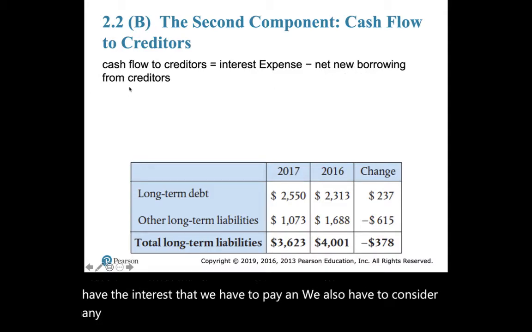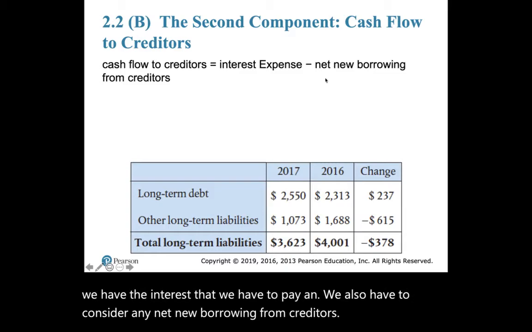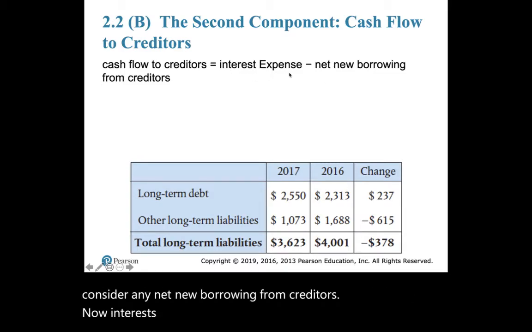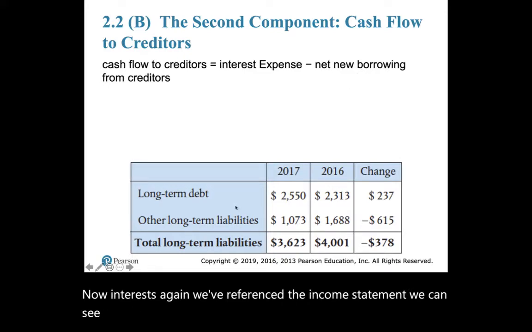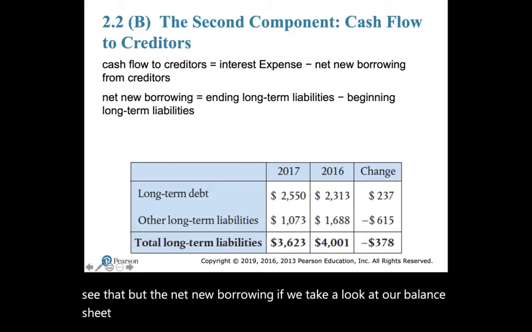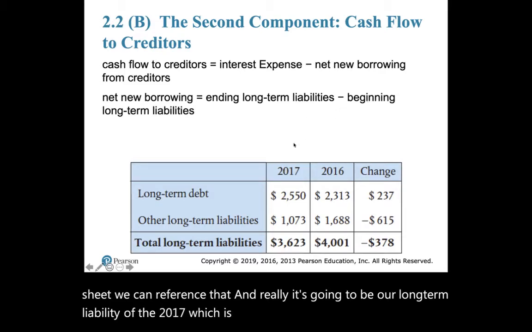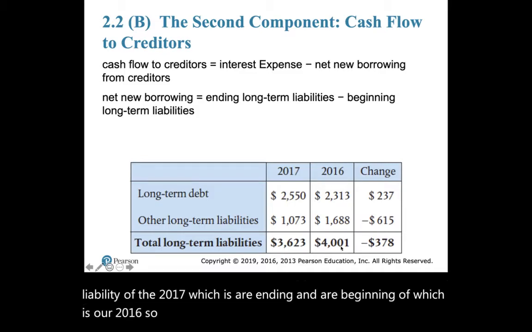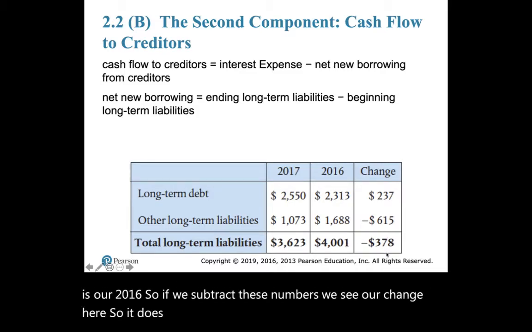Now, interest, again, we've referenced the income statement. We can see that. But the net new borrowing, if we take a look at our balance sheet, we can reference that. And really, it's going to be our long-term liability of 2017, which is our ending, and our beginning, which is 2016. So if we subtract these numbers, we see our change here. It does look like there was a decrease in long-term liabilities.